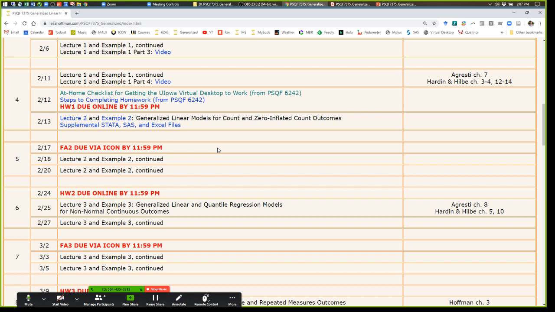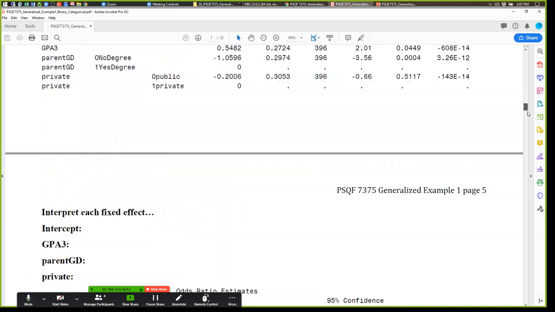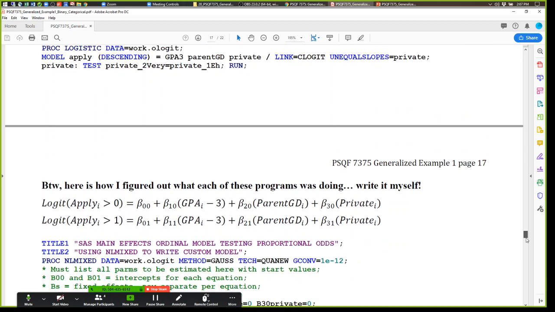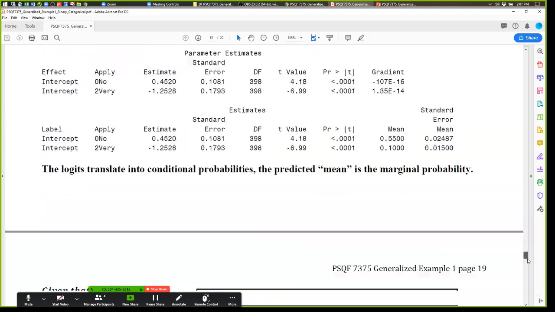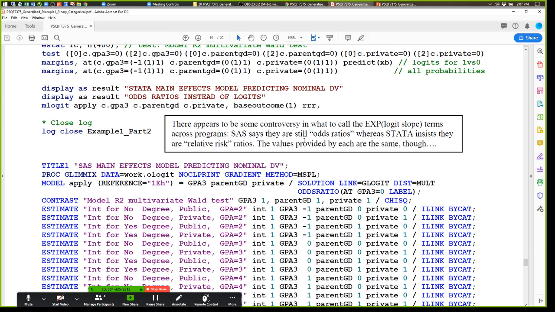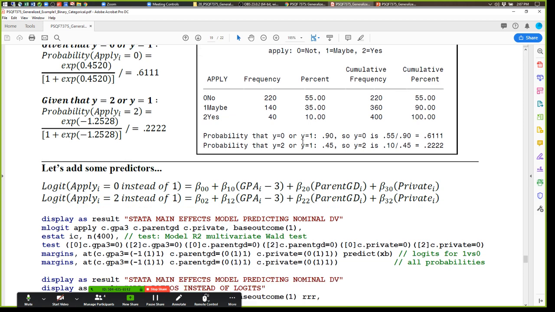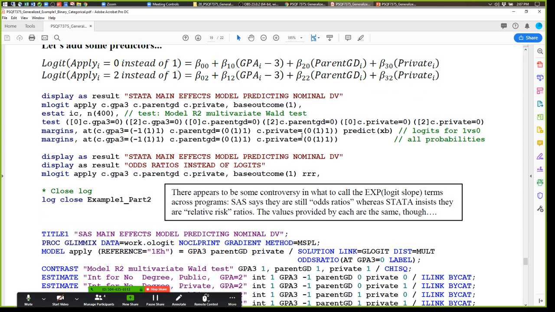As I was putting together your second homework, I realized I had not included an example of something I'm going to ask you for. So I updated your example 1 to include it. This is the giant example 1 that I thought we had just finished, the very last model that's nominal. It's on page 19. I changed this page.